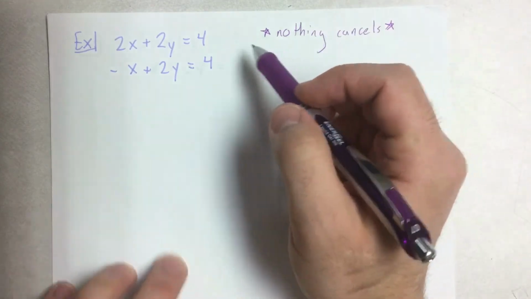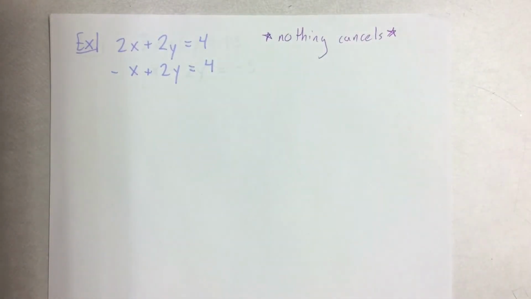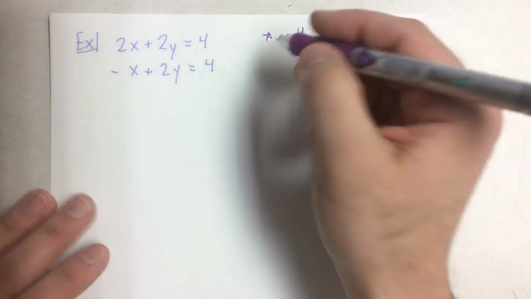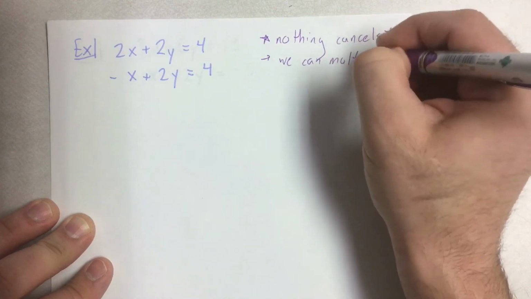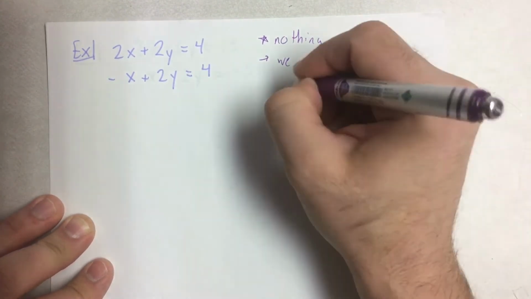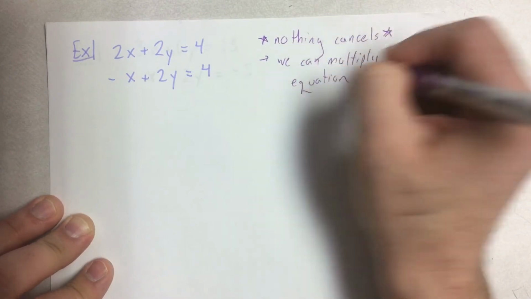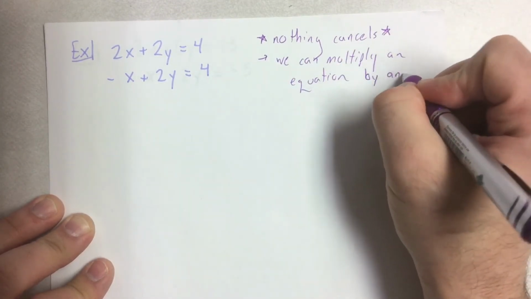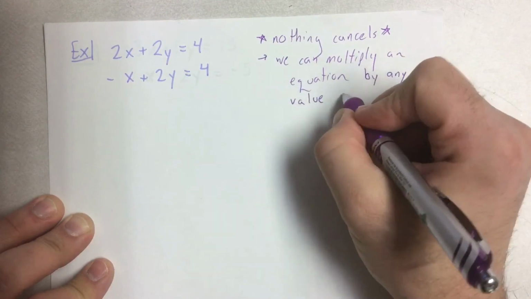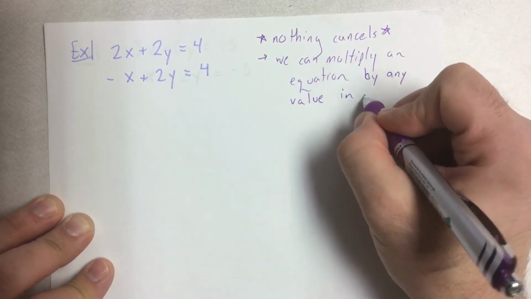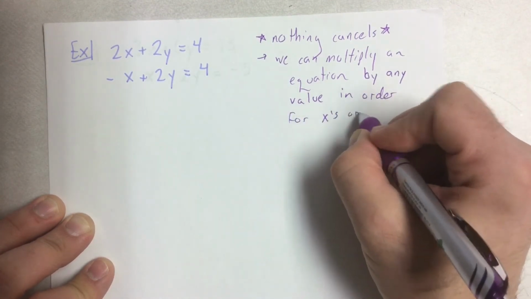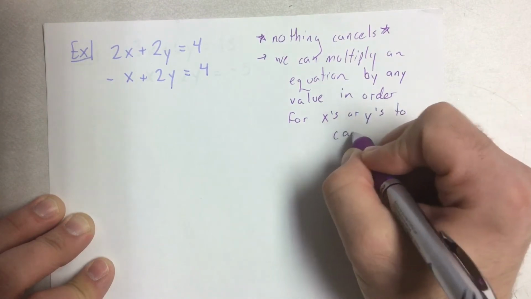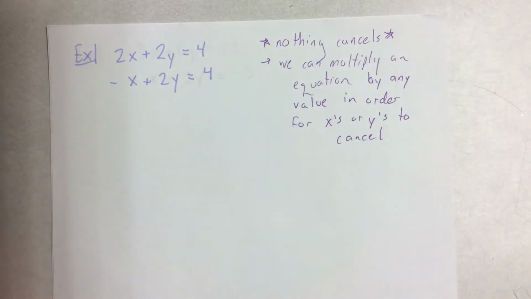One great thing about math is we can do certain things to make a problem work for us. So what we can do here is we can multiply an equation by any value we want, positive or negative, in order for x's or y's to cancel. So if I could see that I can multiply by something to make it cancel, I can do that.